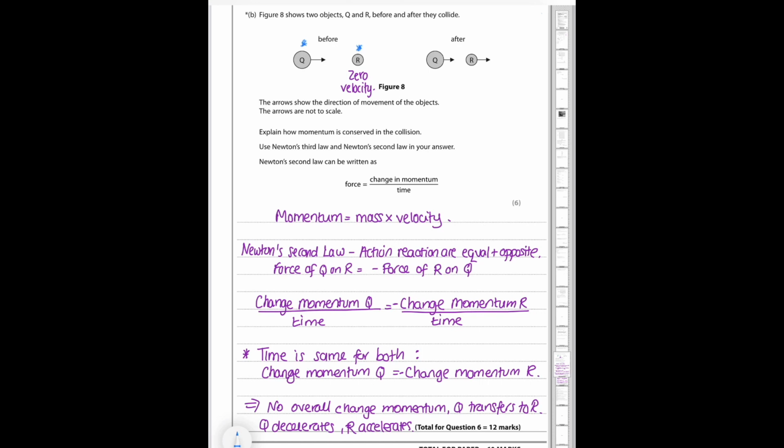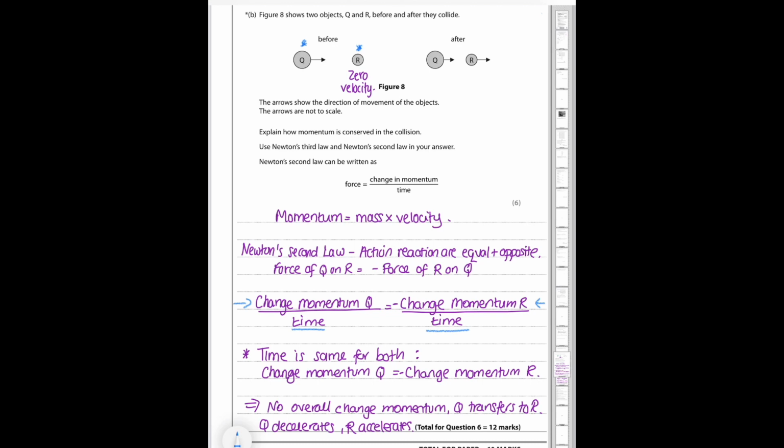So Newton's third law means that there's an action and an opposite reaction force. So the force of Q on R would be in the opposite direction to the force of R on Q. So the change in momentum of Q divided by the time taken in the collision is equal to minus the change in momentum of R divided by time taken. Now, the key thing here is that the time taken is going to be the same for both of them because they're both involved in the collision. The time taken is the same.